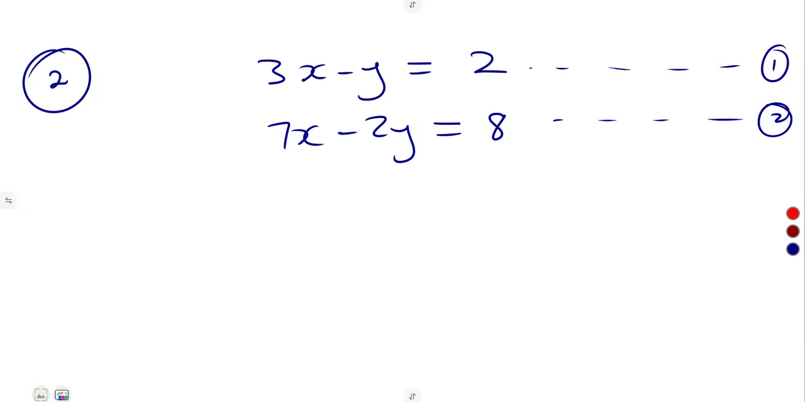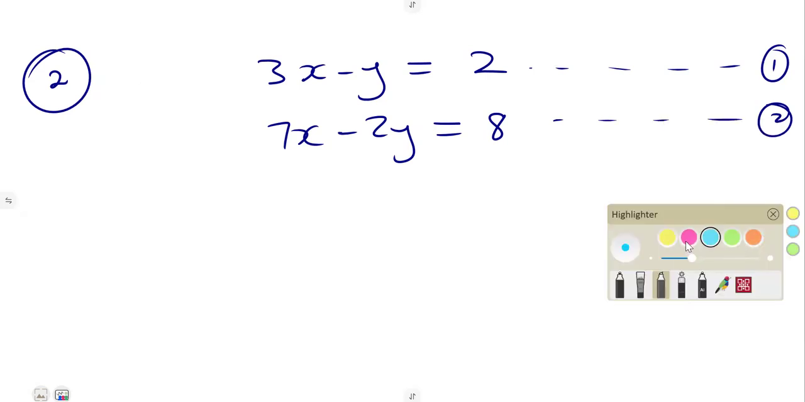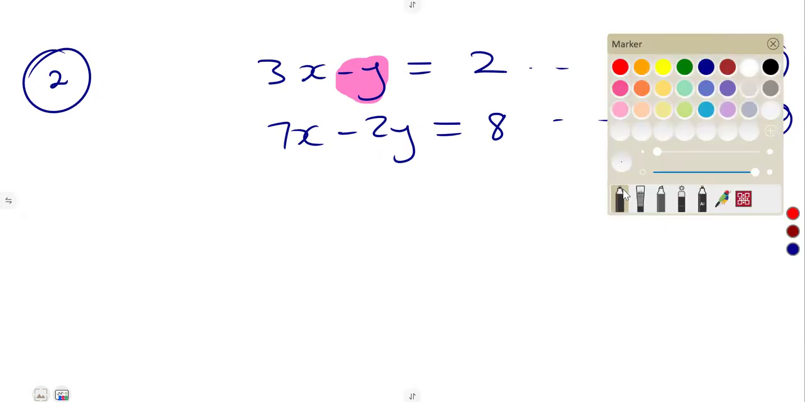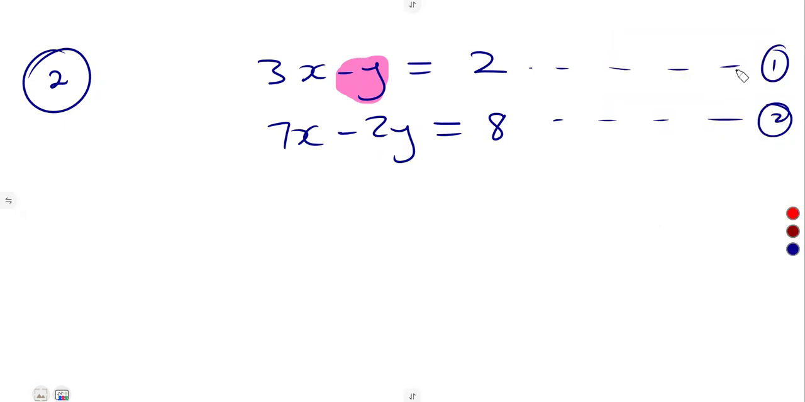But in this case, if you check properly, it is easier to make y the subject from equation 1, because there are no complications like the coefficient of y being different, as when we've got a minus 2. But I'm not saying it's wrong to use any one. Use what you're used to. As for me, I'm going to choose equation 1. I'm going to make y the subject.